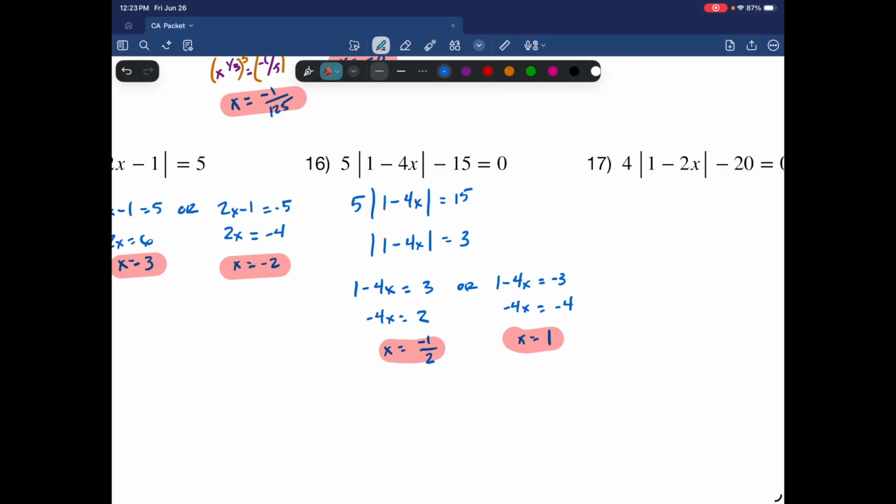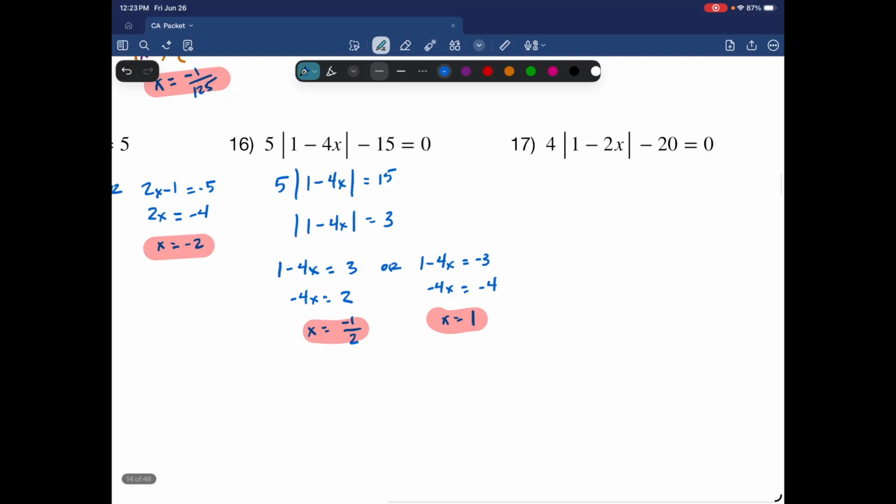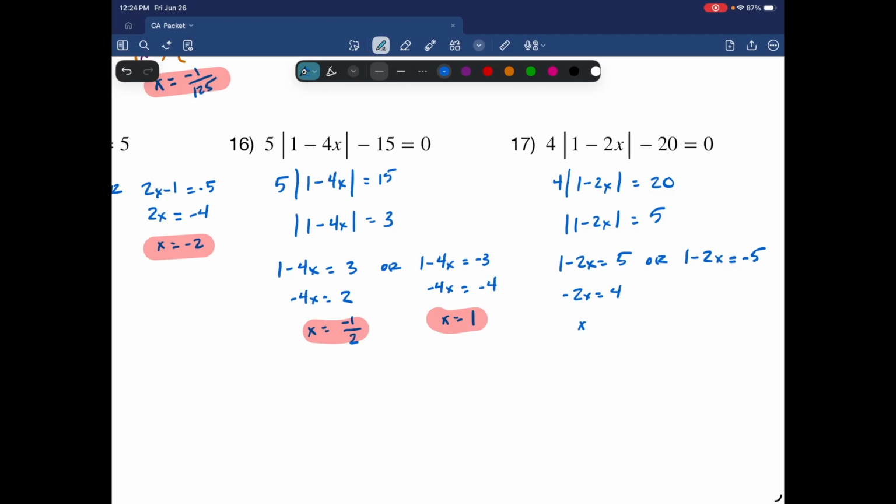Just like that. Last one in this section. So get the absolute value by itself. Equals positive 20. The absolute value equals 5. So 1 minus 2x equals positive 5, or 1 minus 2x equals negative 5. Well, I got negative 2x equals 4, x equals negative 2, negative 2x equals negative 6, x equals positive 3.